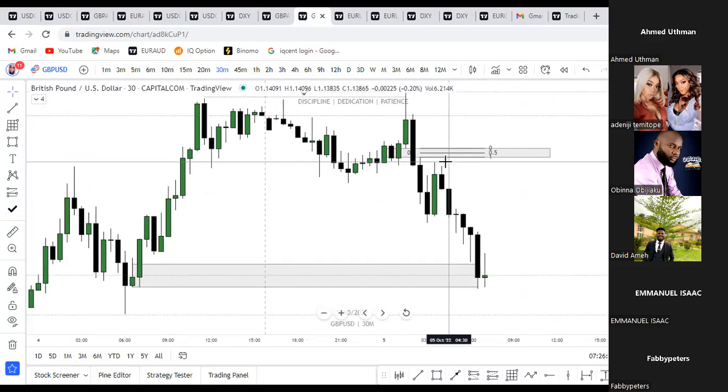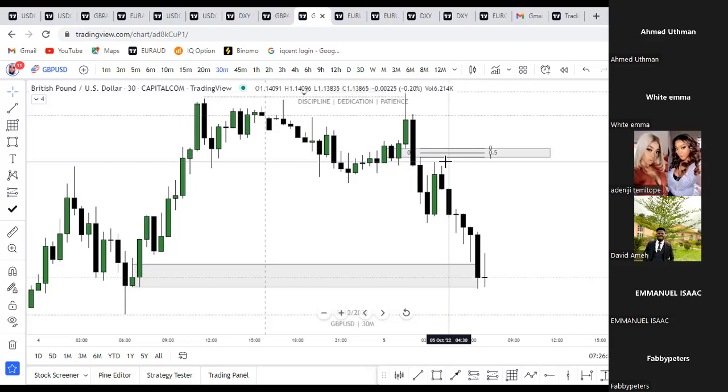Please, why are we not looking at the rejection block? Look at it if you want to. Anyway, you want to look at it. Everybody has a different view. I'm just teaching you what I know. Don't teach me what you think. What you feel is right. No, I just want to know why you prefer that. I just want to tell you that trade what you think is right.